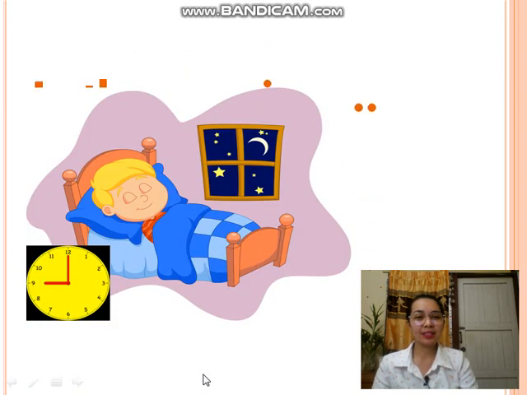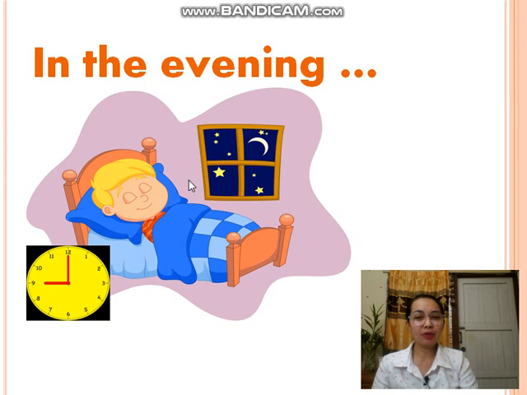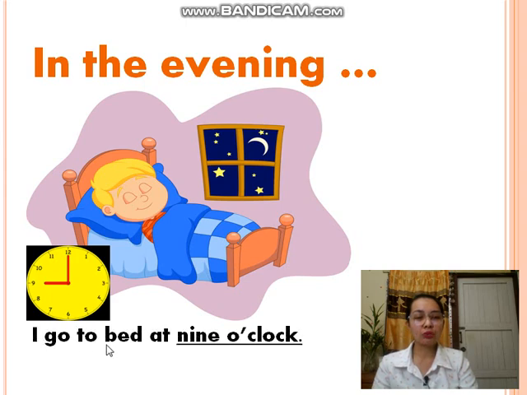Okay. In the evening, what time do you go to bed? The short hand is pointing to number 9 and the long hand is pointing to number 12. The answer here is I go to bed at 9 o'clock.